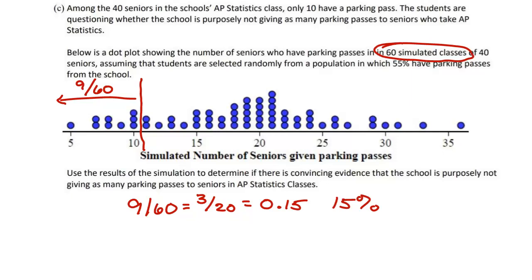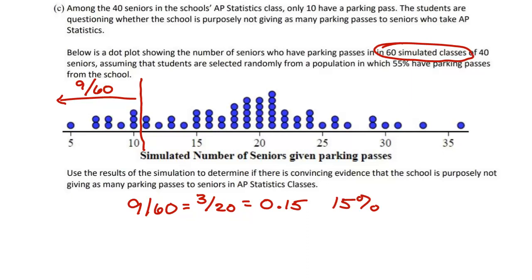Is that enough for me to say that I have convincing evidence that the school is cheating the AP Stat students? Why not? It's not 0.05 or less. Yeah, 5% or less. That's what's going to tip me off to say these kids are being treated unfairly and the school is withholding parking passes from them.